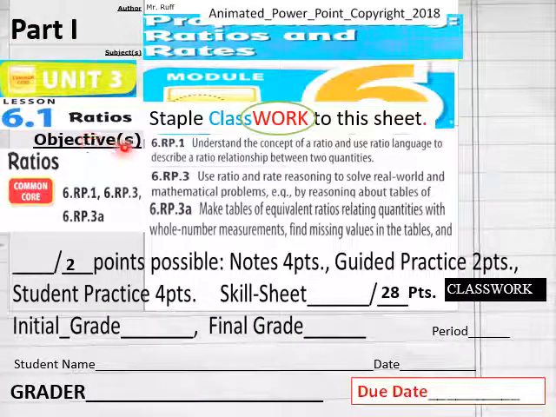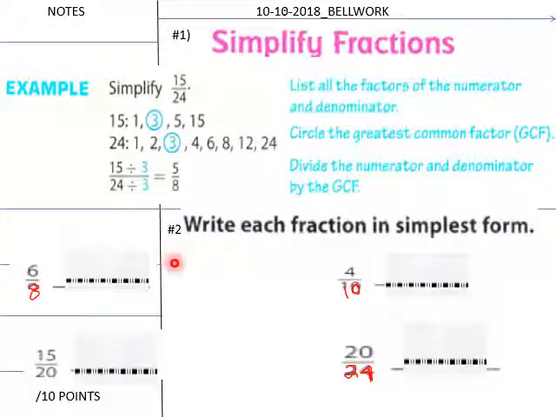Part 1, 6.1, Ratios. Here are the Common Core standards for this lesson, and here are the explanations of the standards, for teachers and students. We have 28 points in the class worksheet and 2 points for note taking.